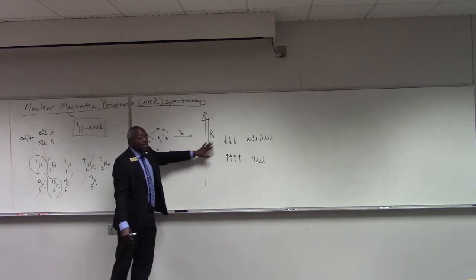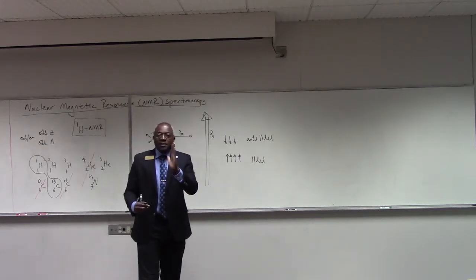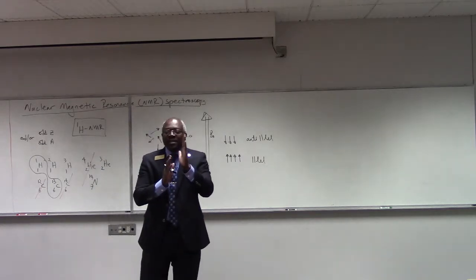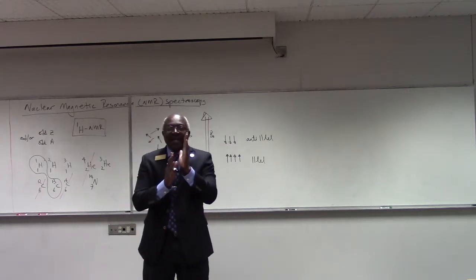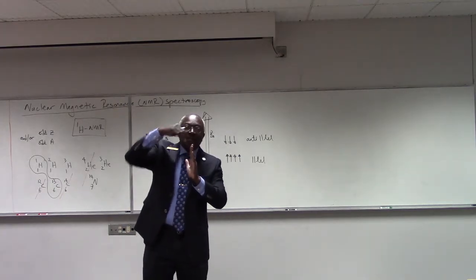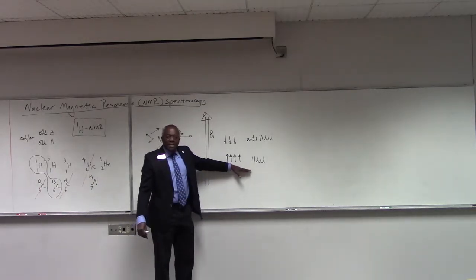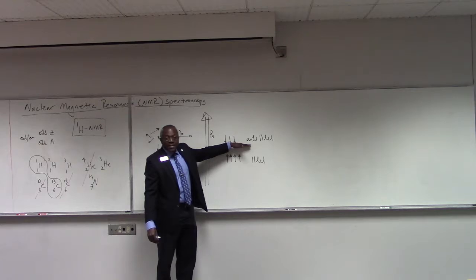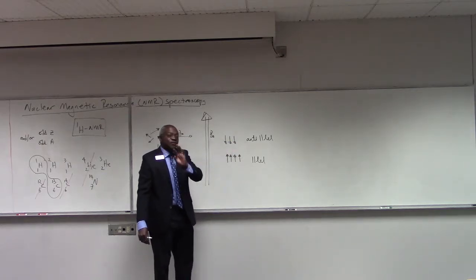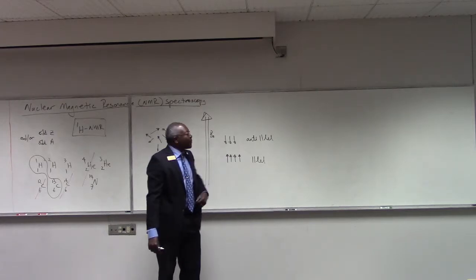When I apply the magnetic field, it acts as a frame of reference along which the spins of the nuclei align, either with the applied field or against the applied field. It turns out there's slightly more of them in the parallel state than there are in the anti-parallel state. That has consequences which we really will not get into. This is an introductory course. We're not going to get into much detail.